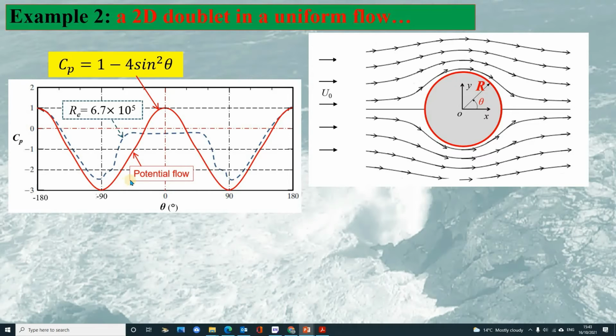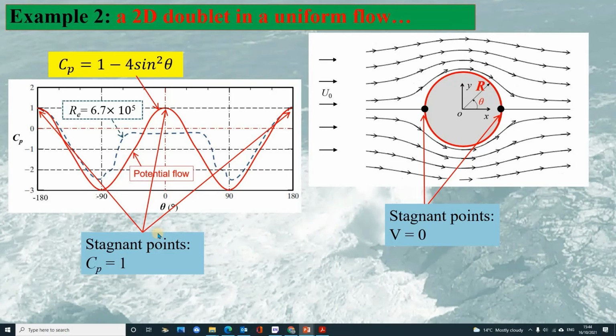This is understandable because the potential flow is inviscid flow. That means the Reynolds number is infinite. So the larger the Reynolds number, the smaller the difference between the real flow and the potential flow. Here, we can see two stagnant points on the circle where the flow velocity v would be 0. And this stagnant point would correspond to Cp equaling 1 here, here, and here.